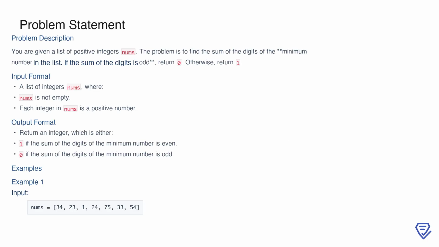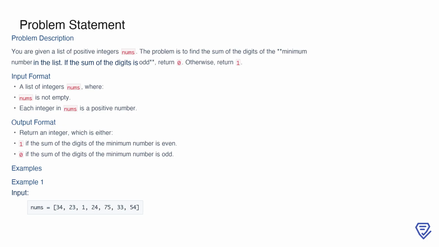In this problem, you are given a list of positive integers called nums. Your goal is to identify the smallest number in the list and calculate the sum of its digits. Once you have the sum, you need to determine whether it is odd or even. If the sum of the digits is odd, the function should return 0. However, if the sum is even, the function should return 1.